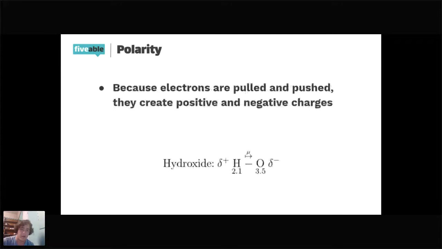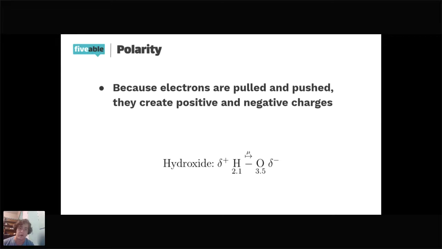So because electrons are pulled and pushed, they create positive and negative charges, more formally, a partial positive charge. For example, in hydroxide, the electrons are pulled further towards the oxygen. So because electrons are negatively charged, there's going to be a higher negative charge centered around the oxygen atom in the hydroxide molecule. And conversely, because of conservation of charge, if one thing goes up, the other has to go down, and if one thing goes down, the other has to go up.